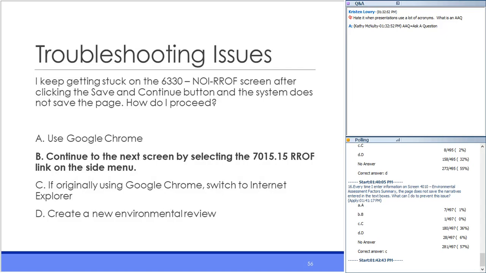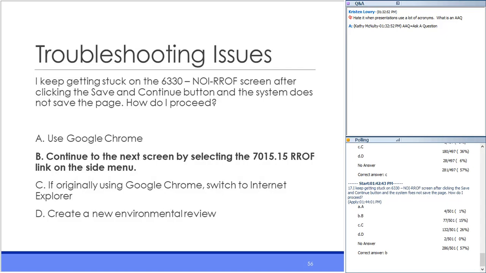So here you can just continue to the next screen using the side menu and select the Request Release of Funds. And although this will not save the NOI ROF screen, it will allow you to continue with the completion of your environmental review. And you can just provide the information on the NOI ROF screen in a separate document and upload it as an additional attachment on the ROF screen. That's fine as a workaround. And remember to make sure to use Internet Explorer for HEROS moving forward.